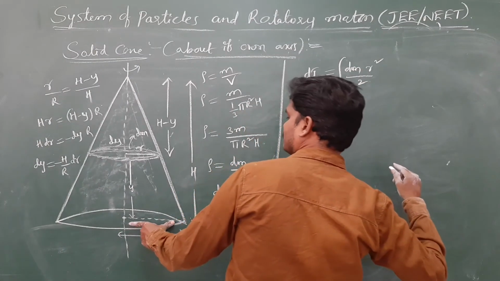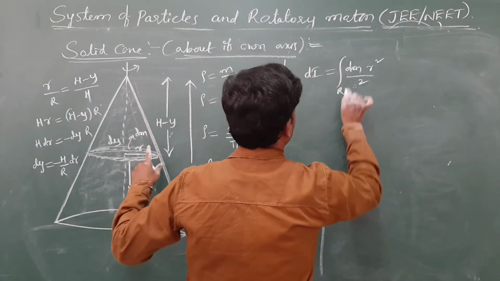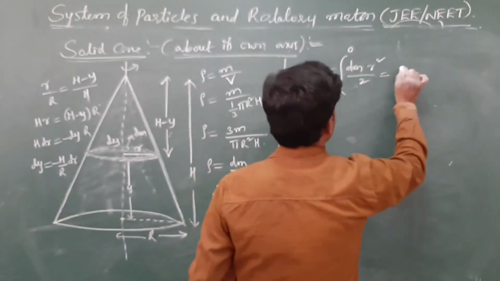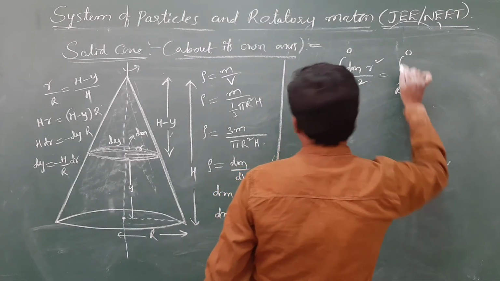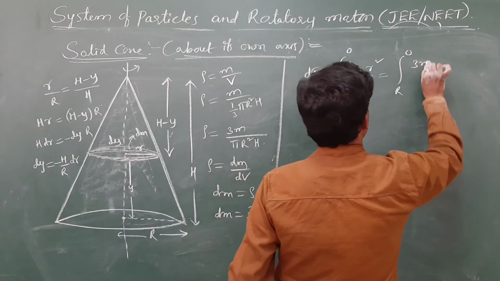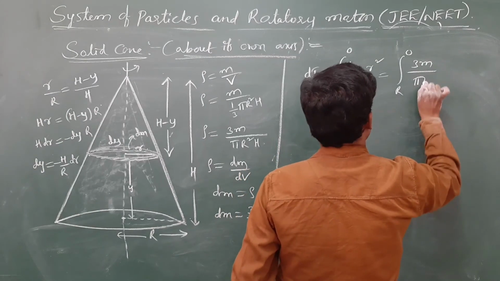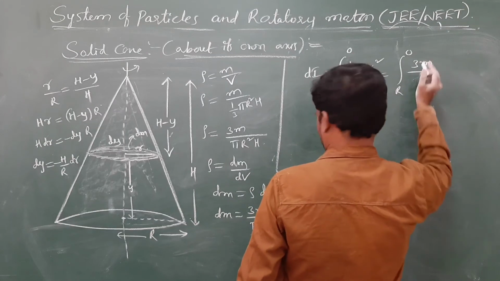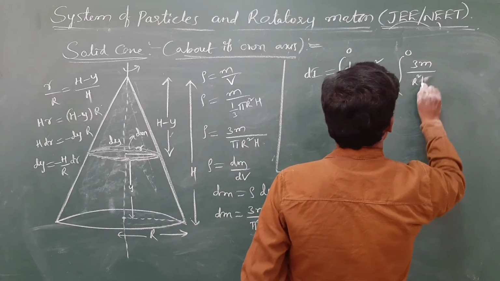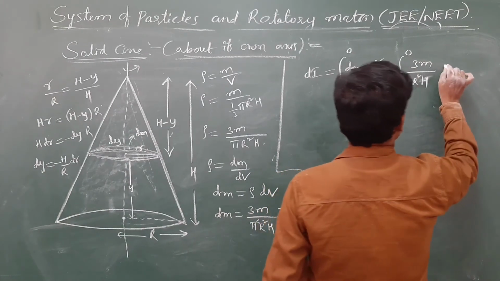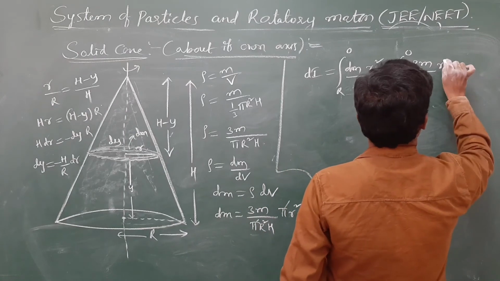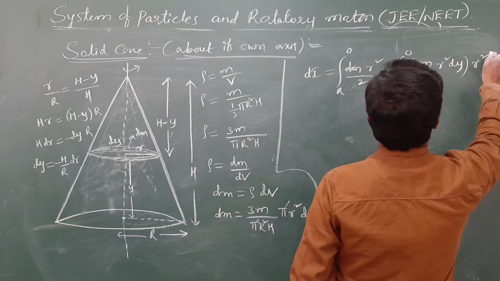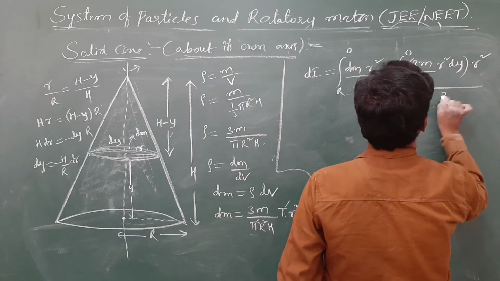Here r goes from 0 to r. So let me substitute here. What is dm? 3m by pi r square h, pi gets cancelled, r square dy into r square whole divided by 2.